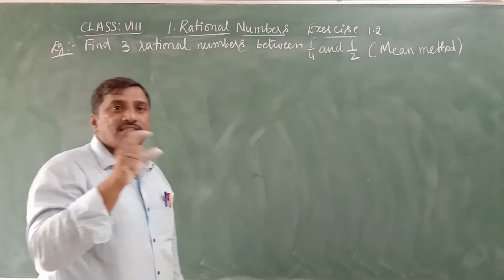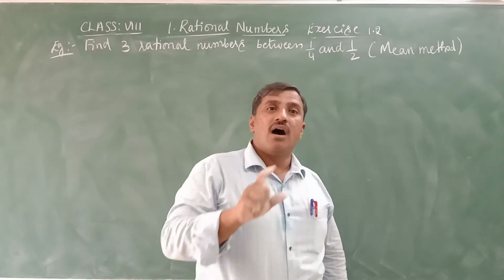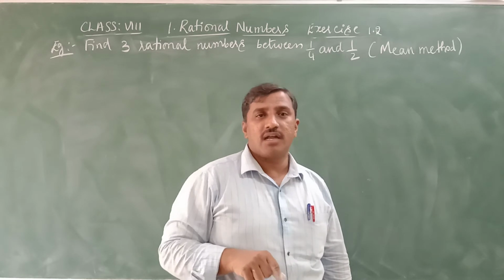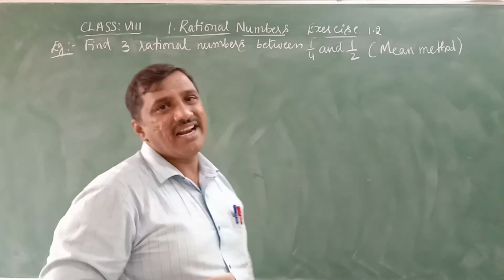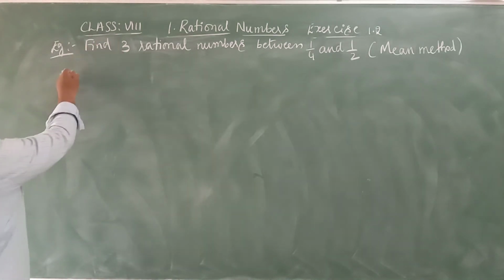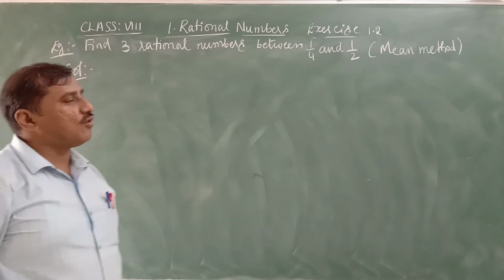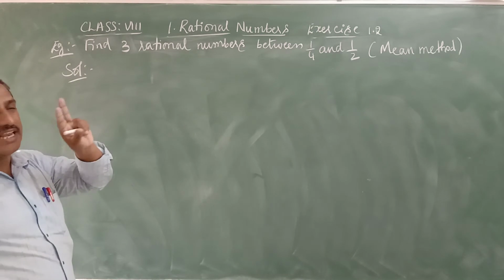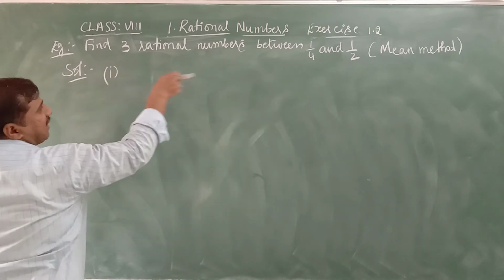So what is mean? Mean is the sum of all observations divided by the number of observations, or the sum of all numbers divided by the total number of numbers, how many numbers we have added or considered. So here two rational numbers are there. What are the two rational numbers? 1 by 4 and 1 by 2. Find three rational numbers between them. So first step is to find the mean of those two numbers.